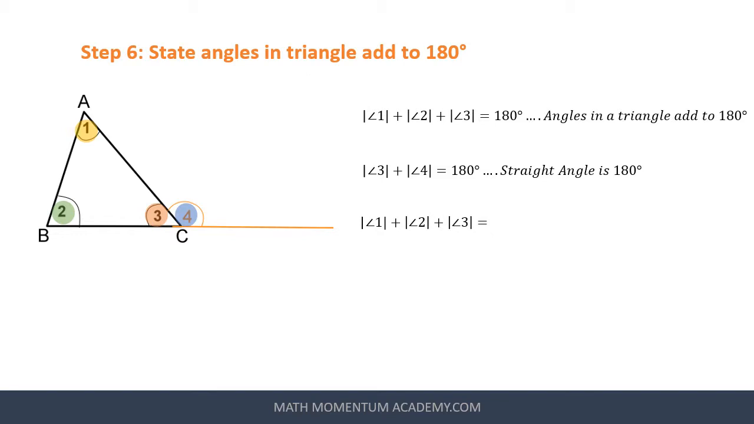So we can say that angle 1 plus angle 2 plus angle 3 is equal to angle 3 plus angle 4. And we can see that using our algebra, we can eliminate our angle 3's here. We are subtracting angle 3 from both sides of the equation. And when we do this, we are left with angle 1 plus angle 2 is equal to angle 4. And that is what we wanted to prove, that the exterior angle, angle 4, was equal to the sum of the two opposite interior angles. In this case, angle 1 plus angle 2.